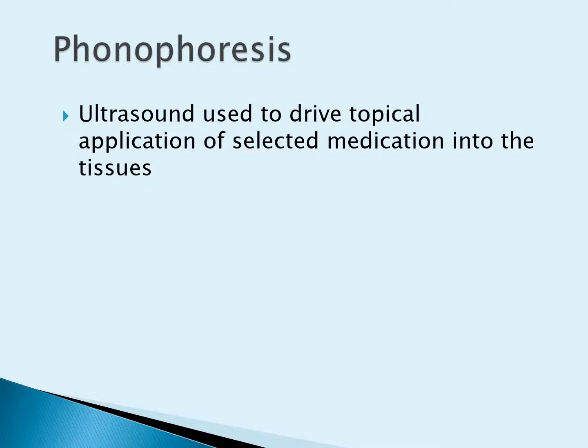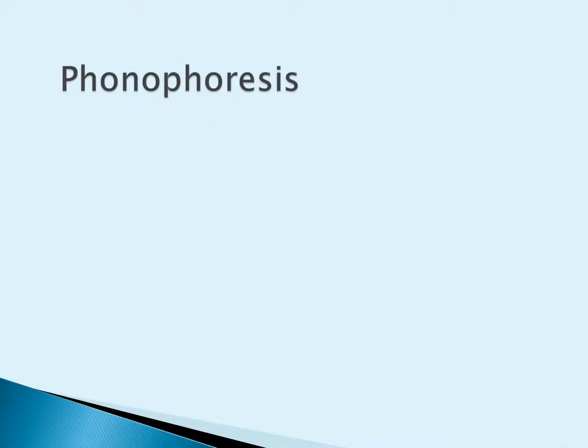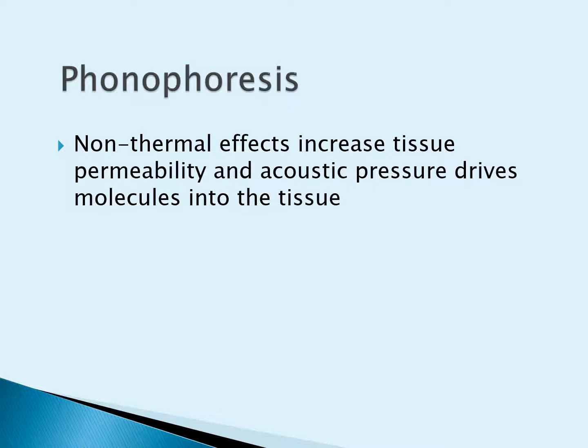Phonophoresis is ultrasound-delivered topical medications and selected medications on tissue. It's different than iontophoresis, which uses e-stim. The main difference is that with phonophoresis, we don't have to worry about the polarity of the medication we're delivering. We just have to worry about delivering that medication to the skin itself. Anti-inflammatories, cortisol, salicylates, all of this can be used. Analgesics as well.